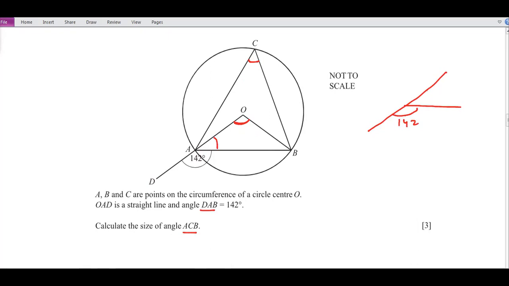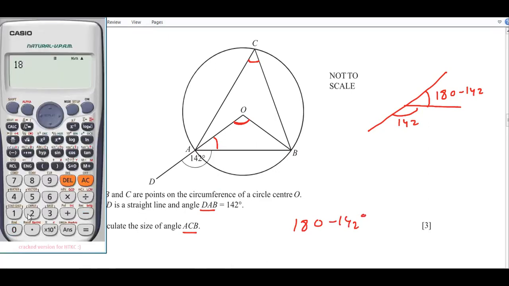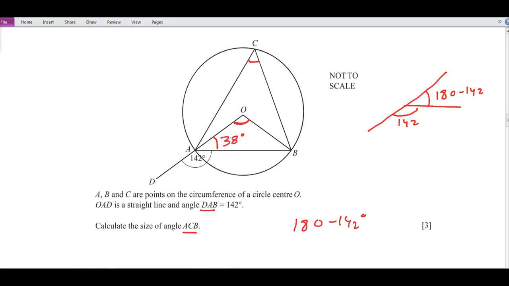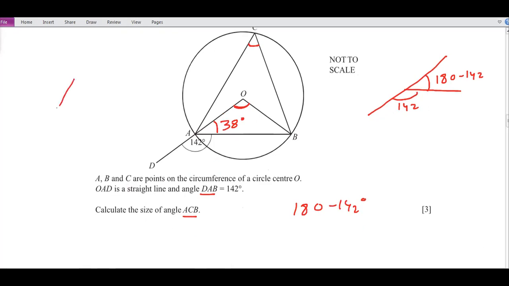You know, along the line, the total angle is 180. So what will this remaining be? 180 minus 142. So first I will find OAB, that is 180 minus 142. And if you calculate 180 minus 142, it will be 38. Okay, this angle is 38. Now have a look at this triangle, OAB.